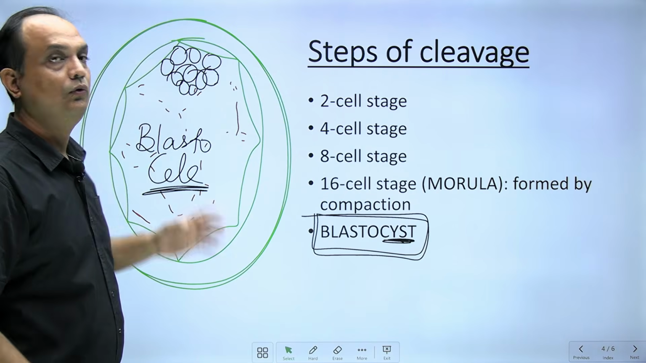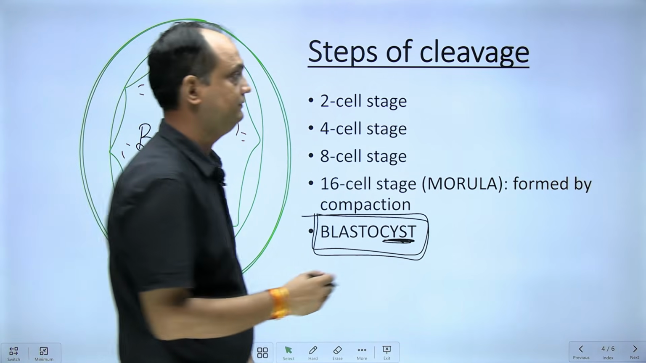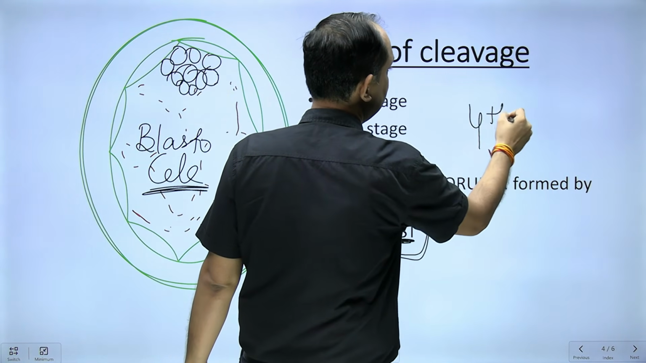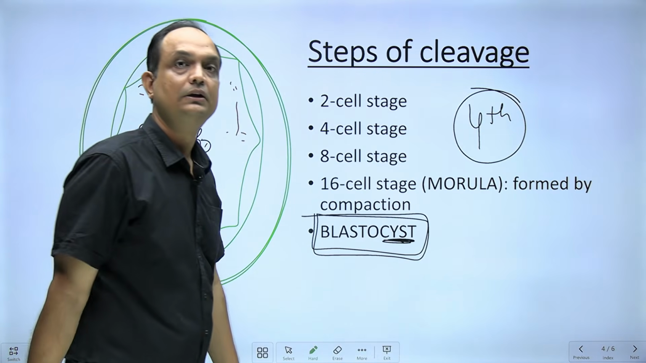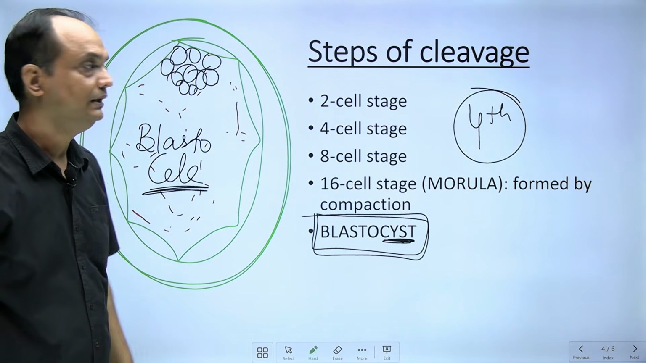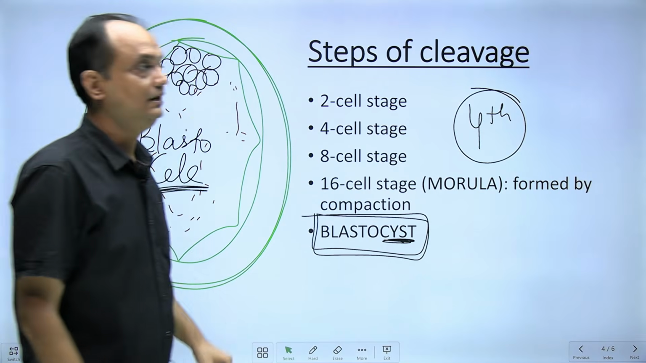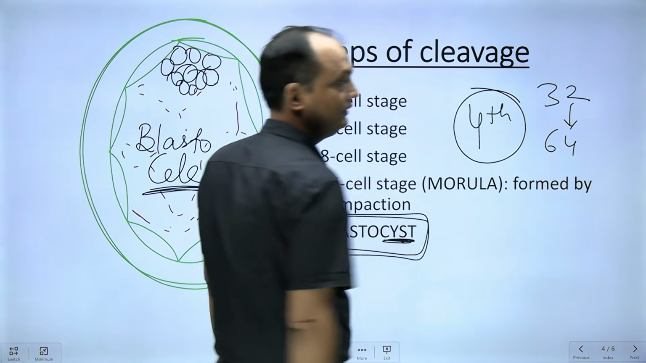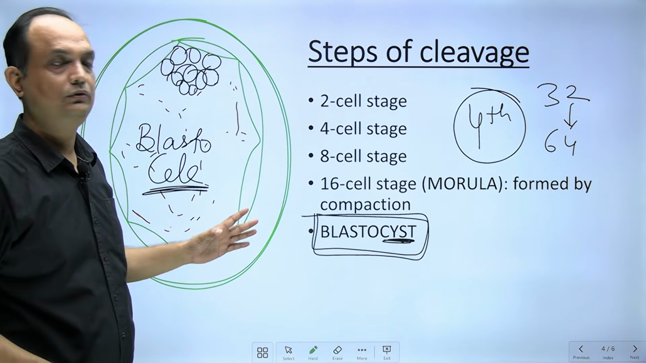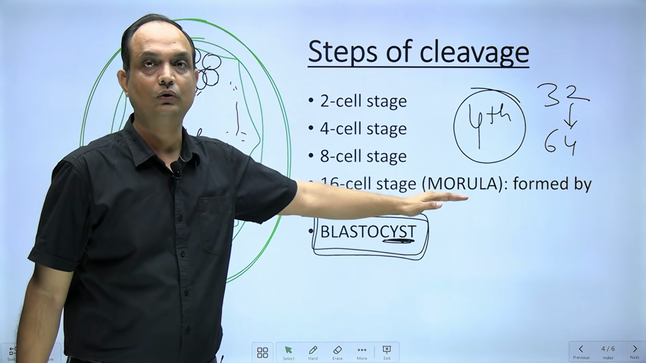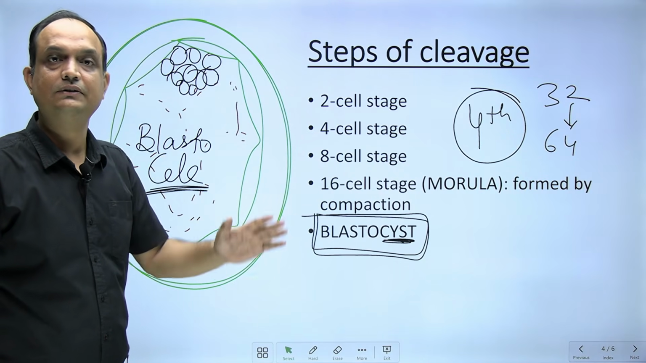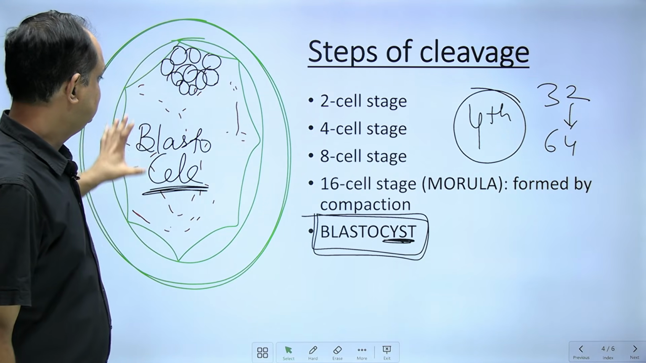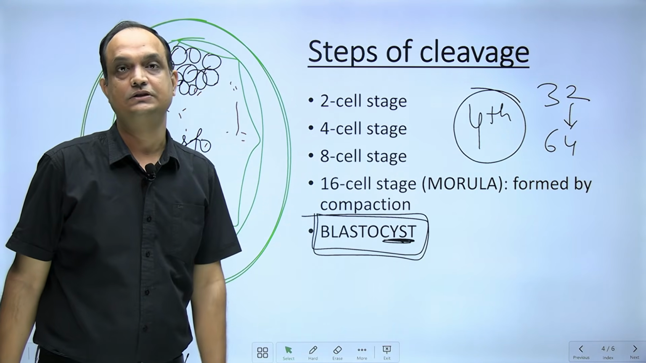So on what day will the blastocyst form? On the 4th day after fertilization, the blastocyst stage is forming and the cells are around 32. Then the next cleavage gives 64. Clear? So the cleavage is still going on. You have seen that the 16 cell stage is morula. Then you will have 32, then 64. So this is how the blastocyst is formed.